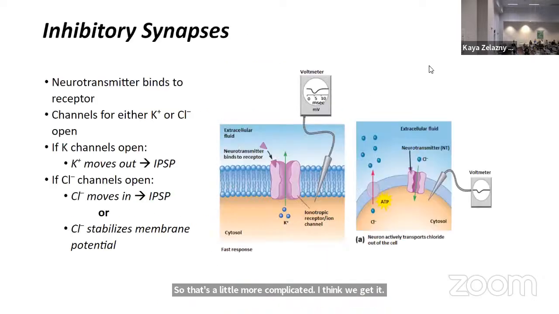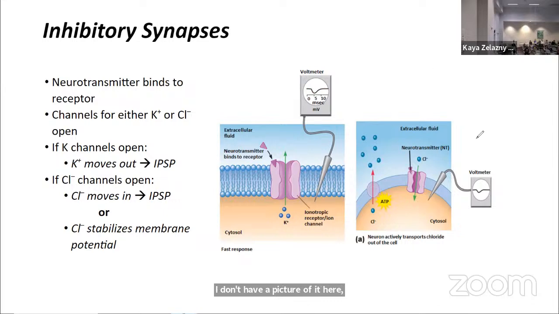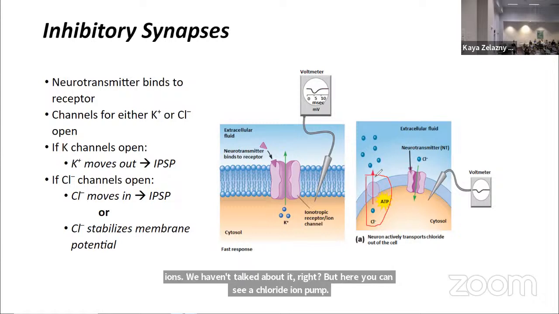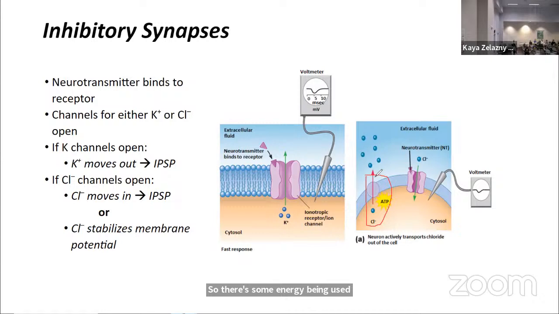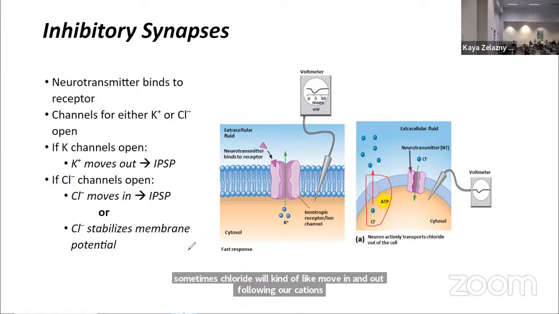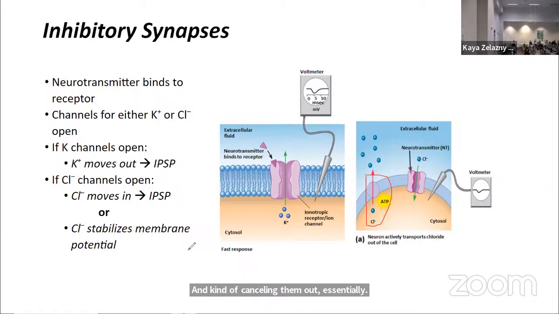Okay. I don't have a picture of it here, but basically what happens there is that we do actively transport chloride ions. We haven't talked about it, right? But here you can see a chloride ion pump, right? So there's some energy being used to move chloride ions. And we can change a little bit about the behavior of chloride relative to the membrane and the other ions involved in the system. So sometimes chloride will kind of like move in and out following our cations and kind of canceling them out, essentially, is the basic idea of how that stabilization works.